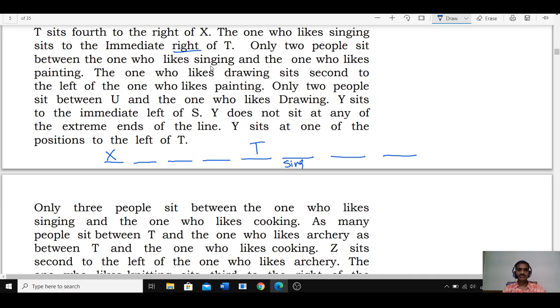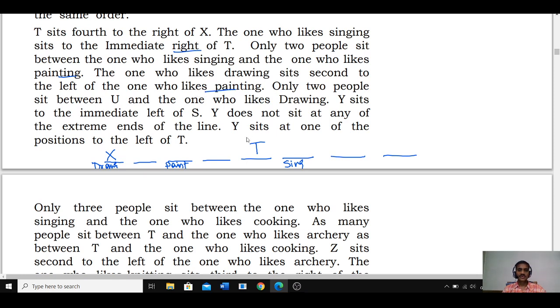Only 2 people sit between singing and the one who likes painting. Between singing and painting, there must be exactly 2 people, and this person is painting. 2 people between singing and painting. And the one who likes drawing sits second to the left of painting, and this X is drawing. Drawing is seated second to the left of painting.